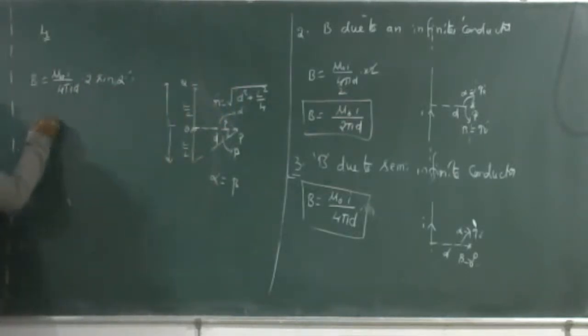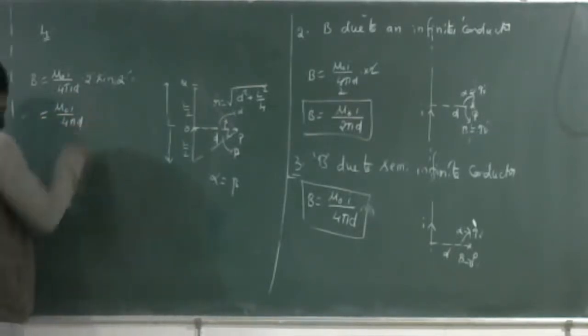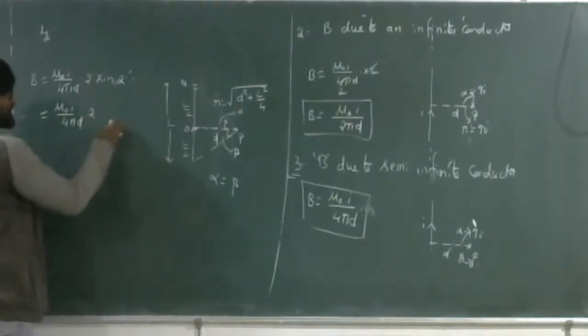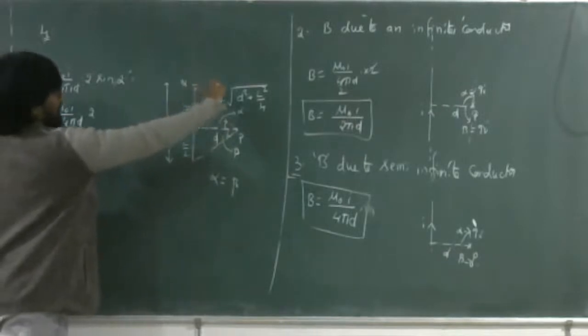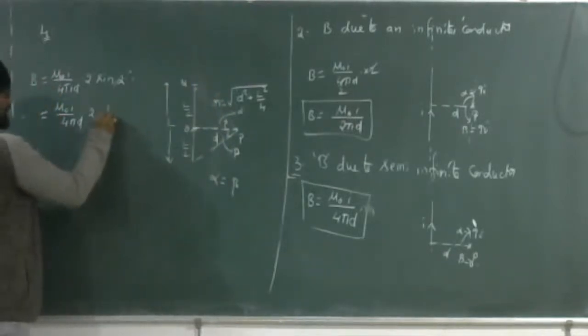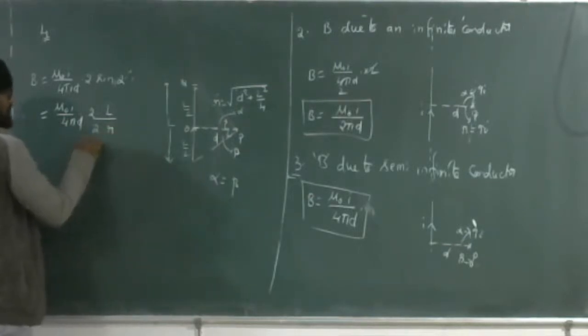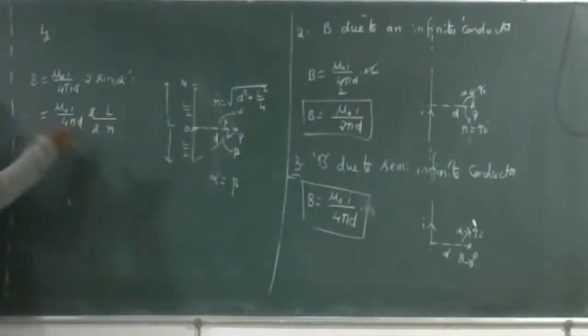Here you can write this as mu naught I by 4 pi into 1 by d. If we take d as this, then 2 into sin alpha can be taken as opposite side by hypotenuse, that is L by 2 by r, small r. So here 2 can get cancelled. We can keep it as is in the numericals. The r value is given.